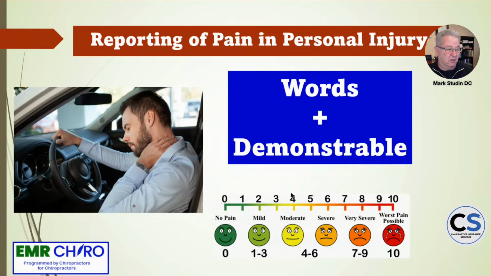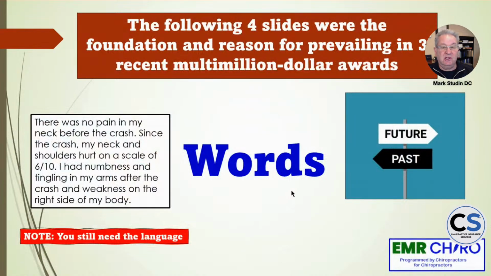But when you report it, and you are, say, in a personal injury paradigm, you should consider not just using words. That's old school. And lawyers actually don't like that. "There was no pain in my neck before the crash. Since the crash, my neck and shoulders hurt on a scale of 6 out of 10. I've had numbness and tingling in my arms after the crash and weakness in the right side of my body." So you should have images.